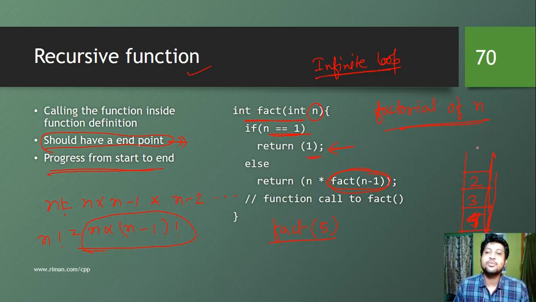After that return 1, they actually pop one item, then perform the multiplication, and you eventually get the result of 120. So this is how recursive functions work. Recursive function means calling the same function inside the function definition. So you should have an endpoint somewhere so that you can come out of that particular infinite loop kind of thing.